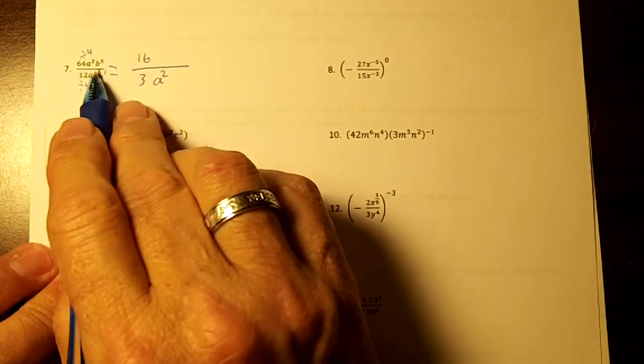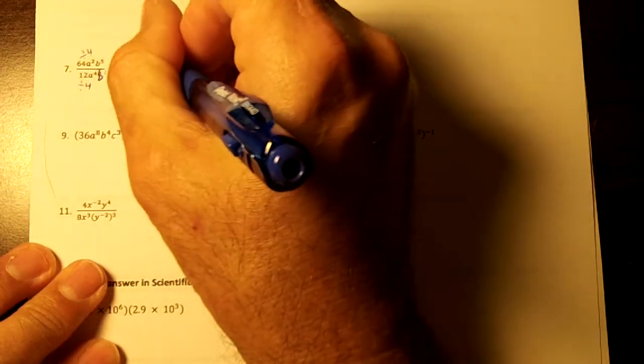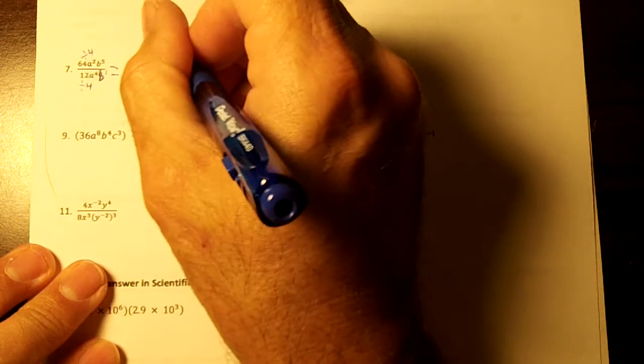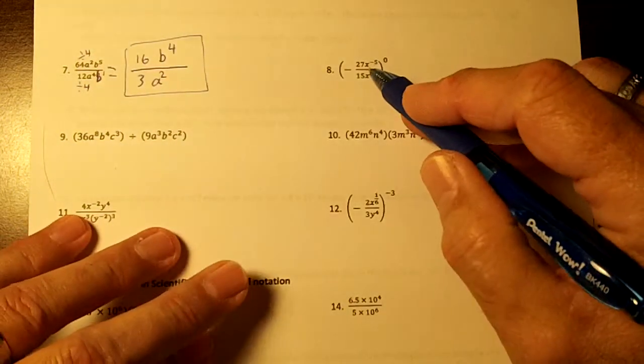Then the same thing with the B's. There's 5 B's on top and 1 B on bottom. So I'm going to put the B on the top. 5 minus 1 is 4. This is the answer.